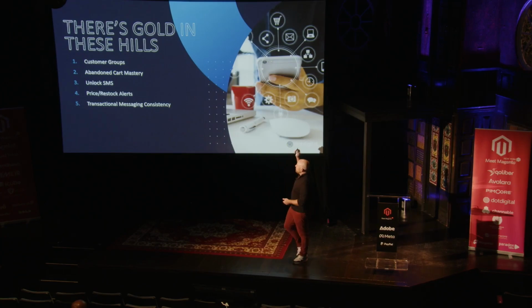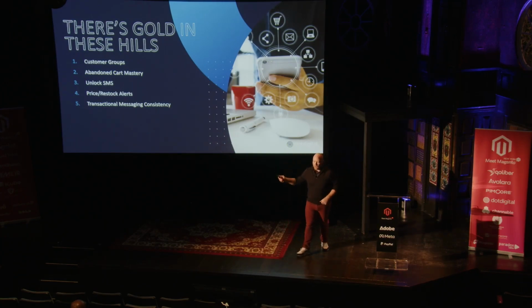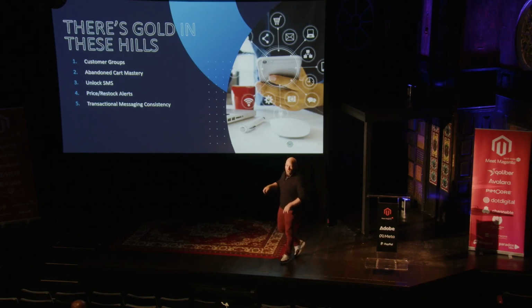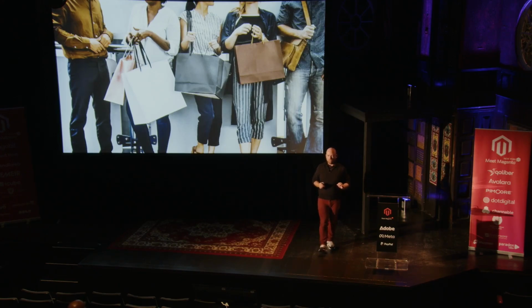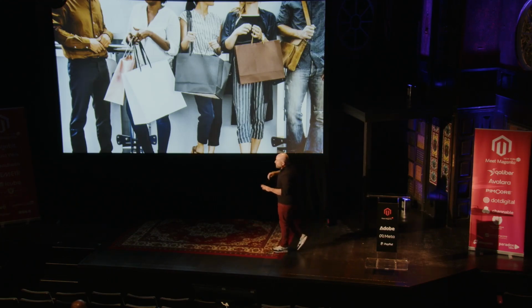We're going to be talking about 5 specific concepts. We're going to be talking about customer groups, abandoned carts, how to unlock SMS, price and restock alerts, and transactional messaging consistency. Is it safe to assume that everyone in this room is familiar with customer groups? All right, cool. I see nodding. Yes. All right, cool. I love customer groups, right?